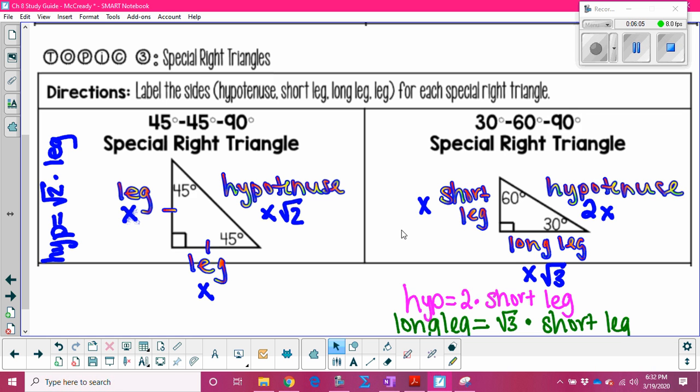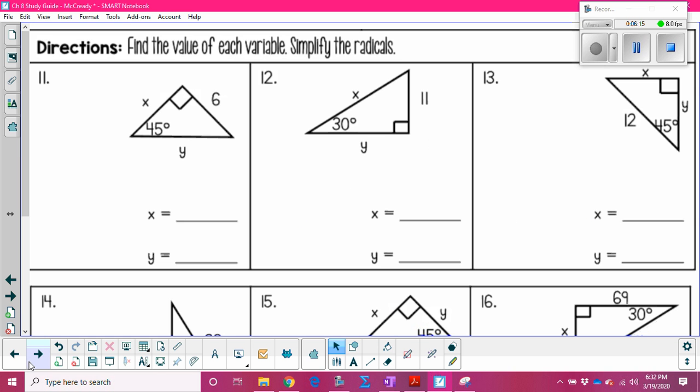Okay, so looking at that, we have a few equations. I want to make sure y'all remember. There we go. Okay, so let's look at some more examples. Let's look at number 13.